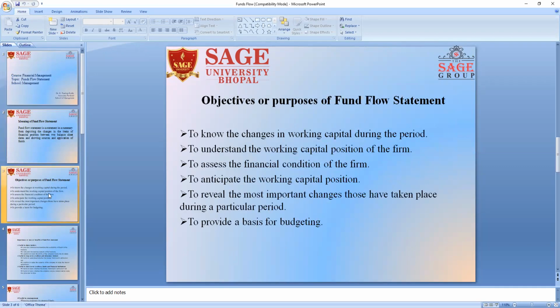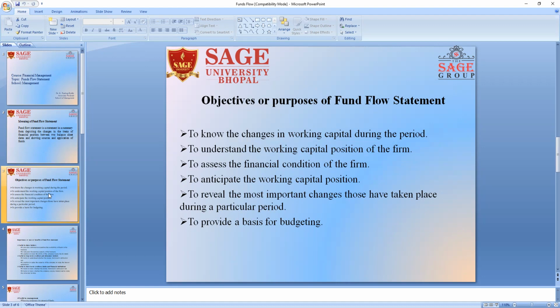Looking into the objectives or purpose of fund flow statement, the first one is to know the changes in working capital during the period. That is, if I take one balance sheet period, I can understand what are the changes in the working capital position, what kind of current assets has been changed, whether cash has to be maintained or cash can be used for other sources. Stock, what about the position of stock, debtors? So in this way, we can understand the changes in the working capital during the period, that is from one balance sheet date to the other balance sheet date.